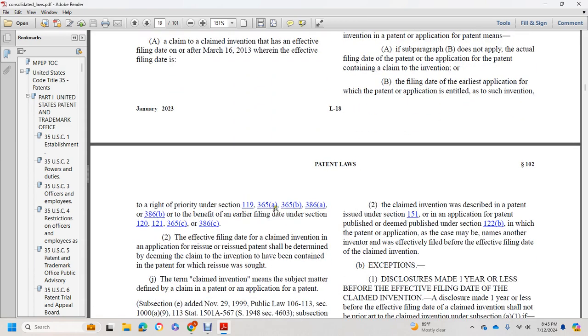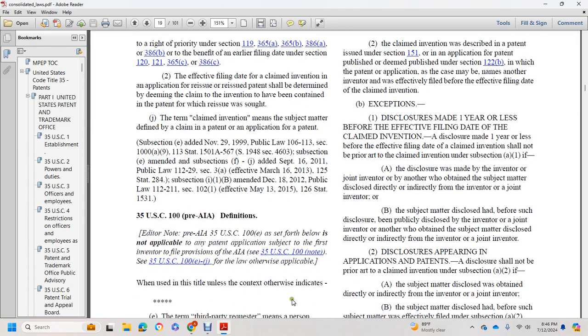Or the filing date of the earliest application for which the patent or application is entitled, as to such invention, to a right of priority under sections 119, 365(a), 365(b), 386(a), or 386(b), or to the benefit of an earlier filing date under sections 120, 121, 365(c), or 386(c). The effective filing date for a claimed invention in a reissue patent is determined by deeming the claim to have been contained in the patent for which reissue was sought. The term claimed invention means the subject matter defined by a claim in a patent or an application for a patent.